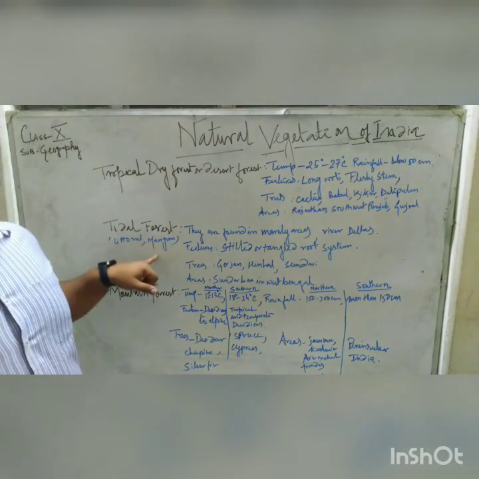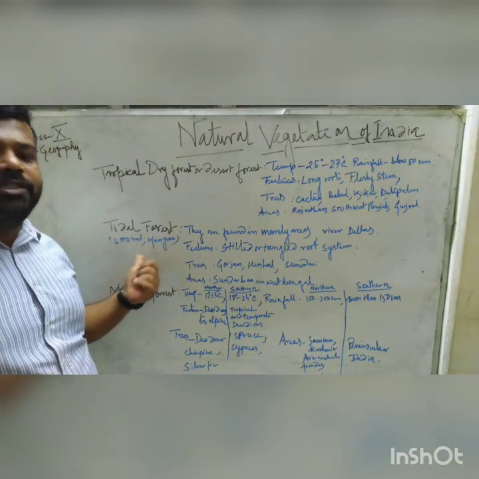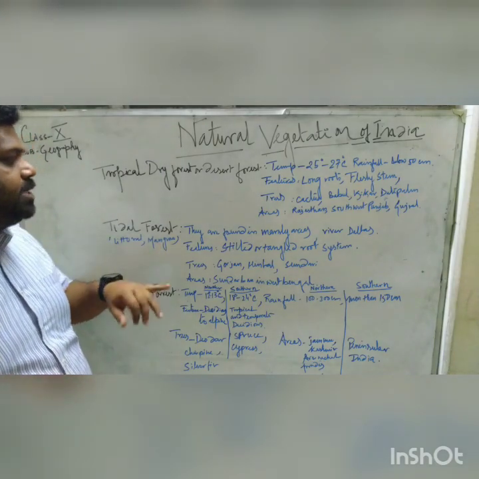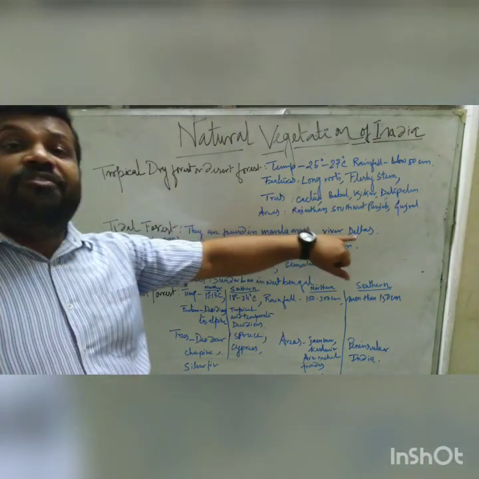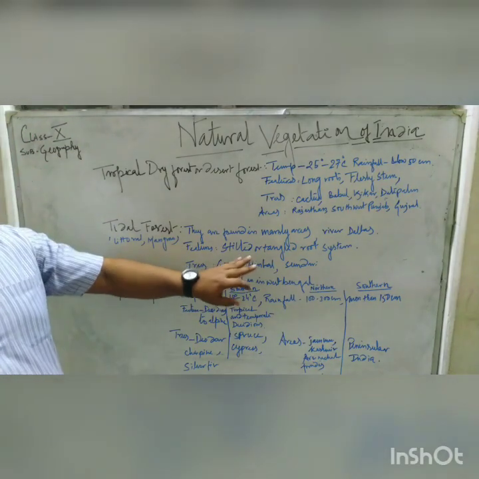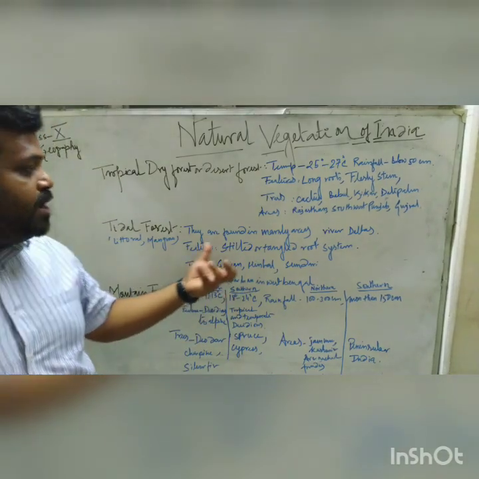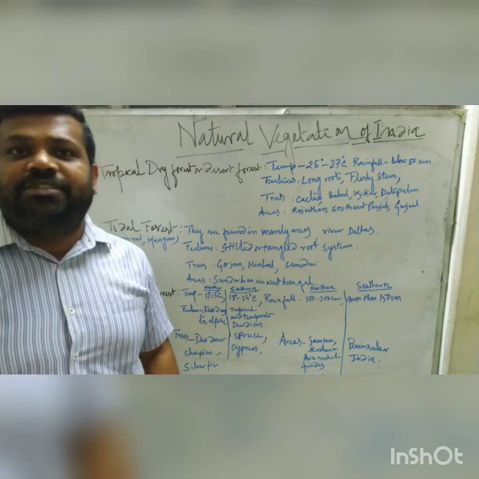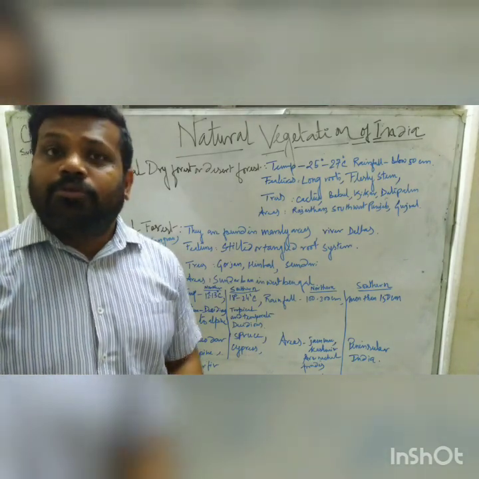Next comes tidal forest, or you can also call it littoral forest or mangrove forest. This forest is found in marshy areas or river deltas. Features of this forest: stilted or tangled root system. This special type of root system helps this forest to stand in the shifting mud during the high tide, and it also helps them to respire.